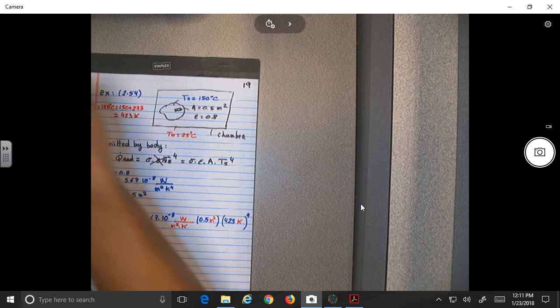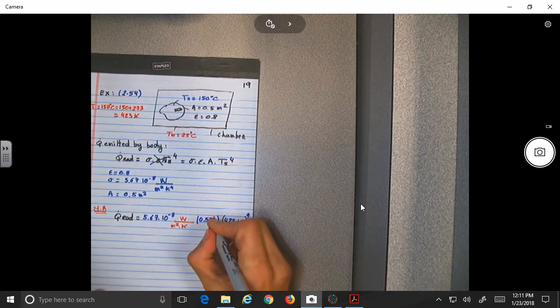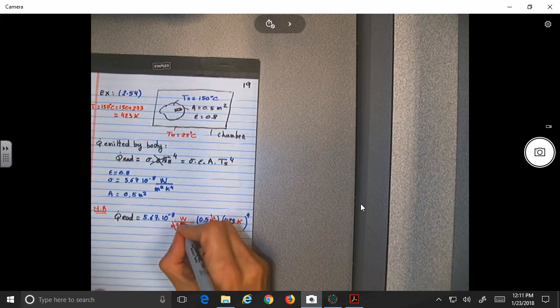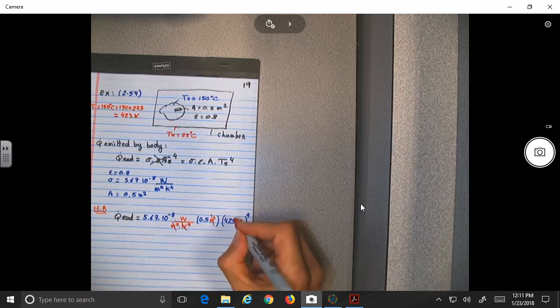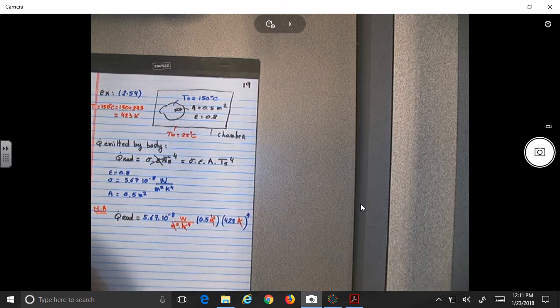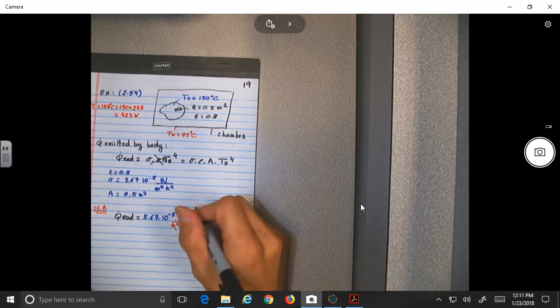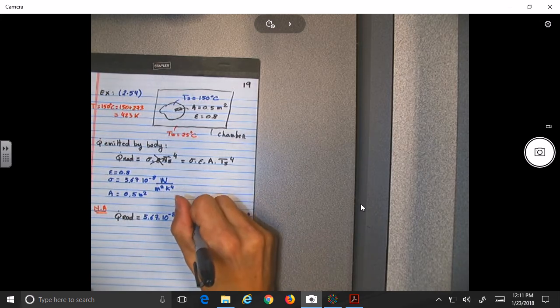So again, what you see here, this meter square will cancel this meter square. This Kelvin is to the fourth, so we'll cancel these Kelvins to the fourth. So we are just left with watts, which is what we want. Oh, I forgot that one. You see, I keep forgetting something. Sorry for that, guys.